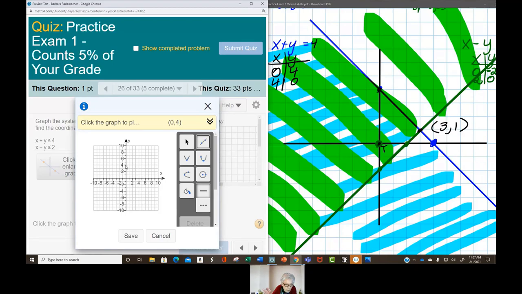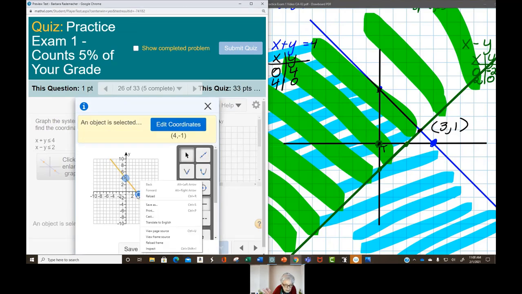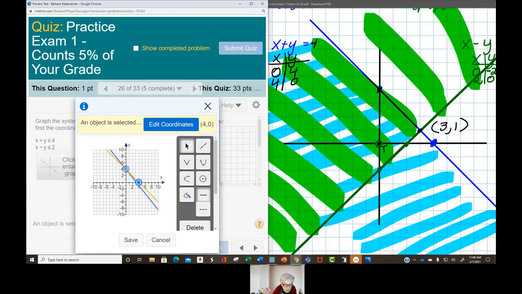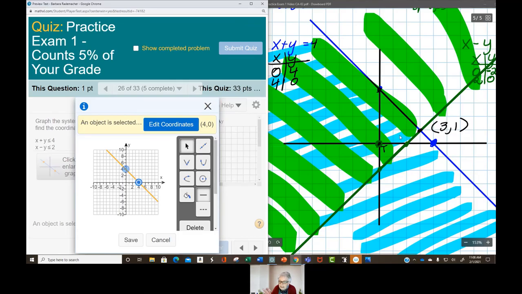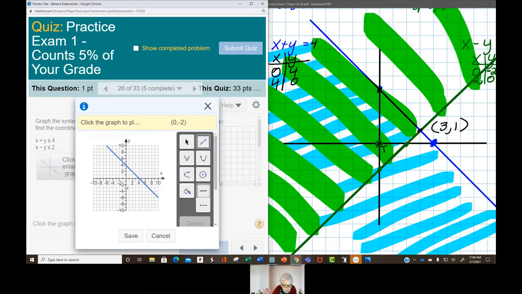and 0, 4 and 4, 0. Now, I don't like that. Four zero. Do you see it in the upper right hand corner? 4, 0. Okay. Now, what was this? Yeah, 0, -2. 0, -2. And 2, 0.